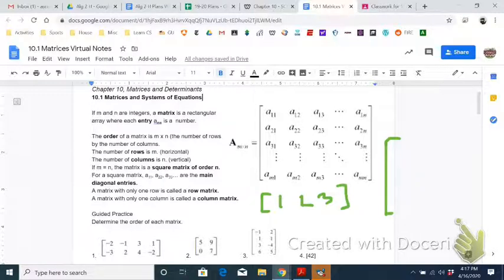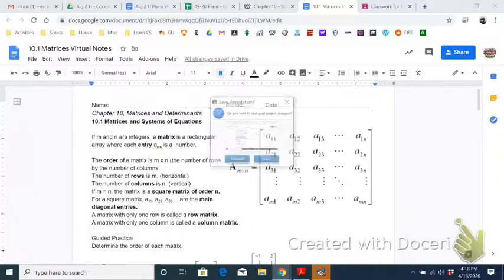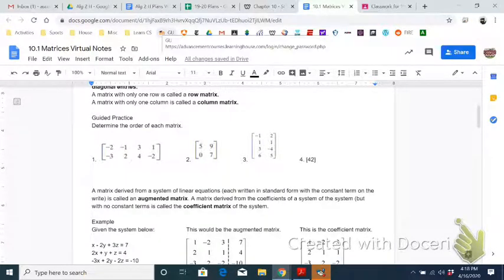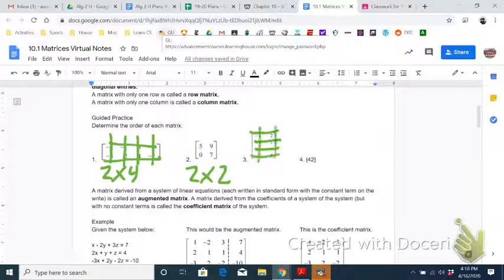So pause the video and find the order of these four matrices right on the bottom of the page here. Okay, so number one is a 2 by 4. So it has 2 rows by 4 columns. This would be a square matrix, that's a 2 by 2. This would be a 4 by 2. And then this number 4 here is just a 1 by 1 matrix.